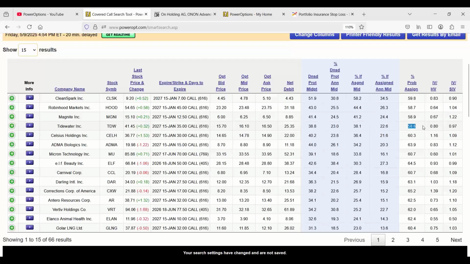Now, it's got a 58-60% probability of being assigned. But again, 38% downside protection, 38% return if assigned for 616 days. Annualized downside protection, 23. Annualized return, 23, roughly. That's the simulated CD approach.